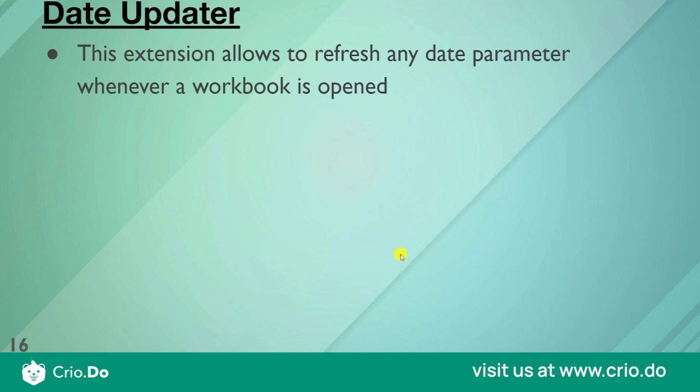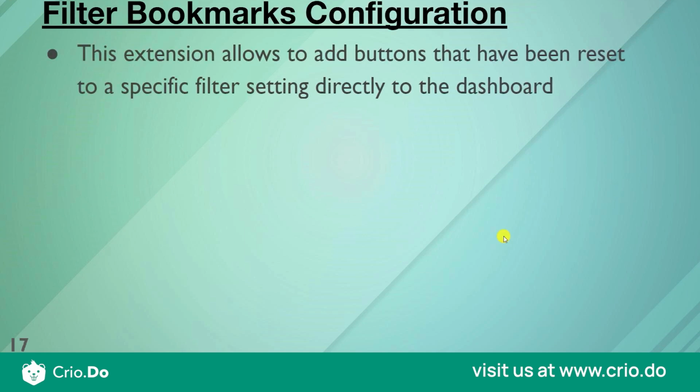One more extension we're going to discuss is filter bookmarks configuration. This extension will allow you to add buttons directly to the dashboard that reset to a specific filter setting. That means whenever you add filters onto your dashboard and publish it onto the server, one or multiple users may want to go with different filters, right? Whenever you open a particular URL or a dashboard on the server, it will open with the default however you published it.